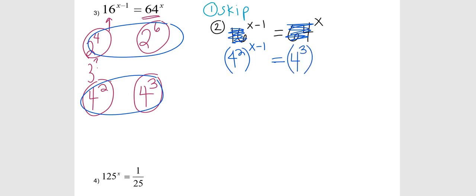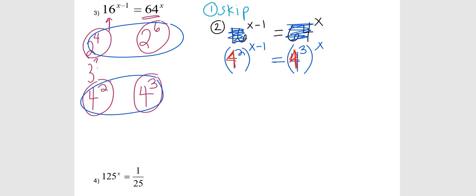And I'm going to put parentheses because I'm substituting it in place of the 64. And everything else stays the same. So that was step 2, making both sides have the same base. So now we're ready for step 3.